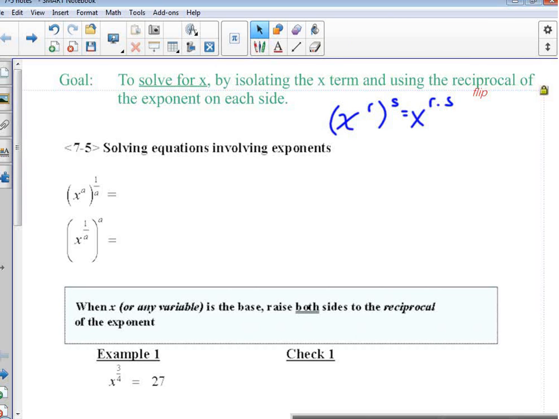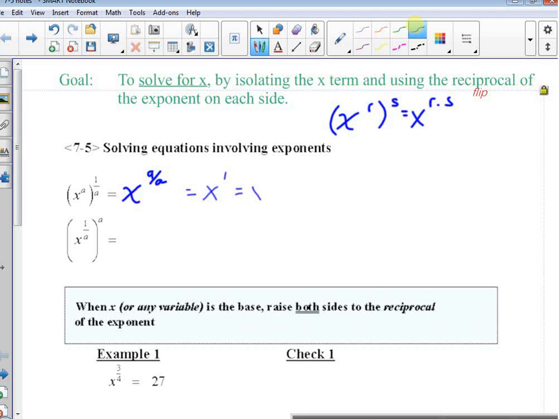Today we're going to solve equations involving exponents. So notice that x to the a raised to the 1 over a is equal to x to the a over a. The reason being is our little multiplication rule, x to the r raised to the s equals x to the r times s. And then x to the a over a is equal to x to the first, which is equal to x. Maybe we can use that somewhere down the road when we're solving equations.